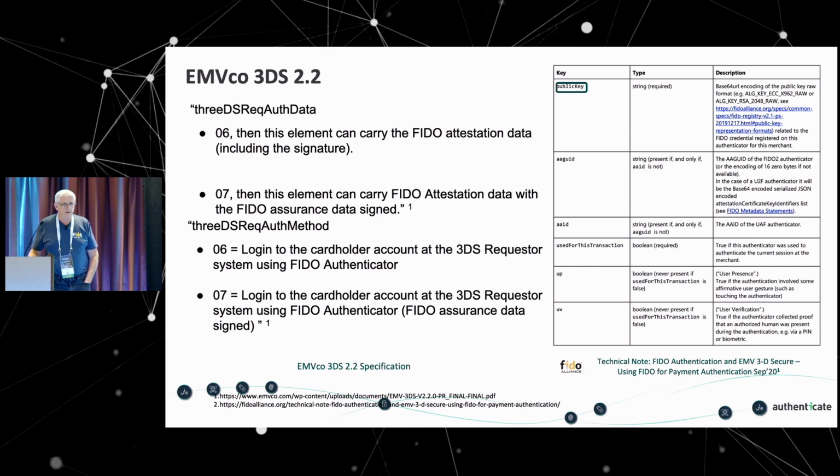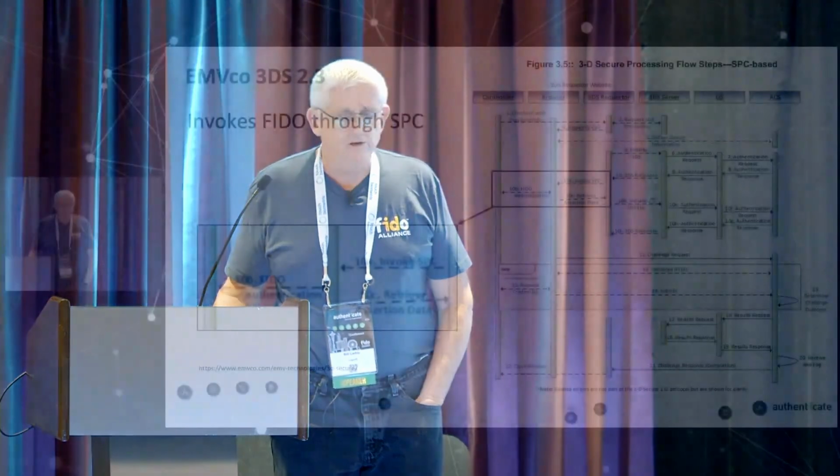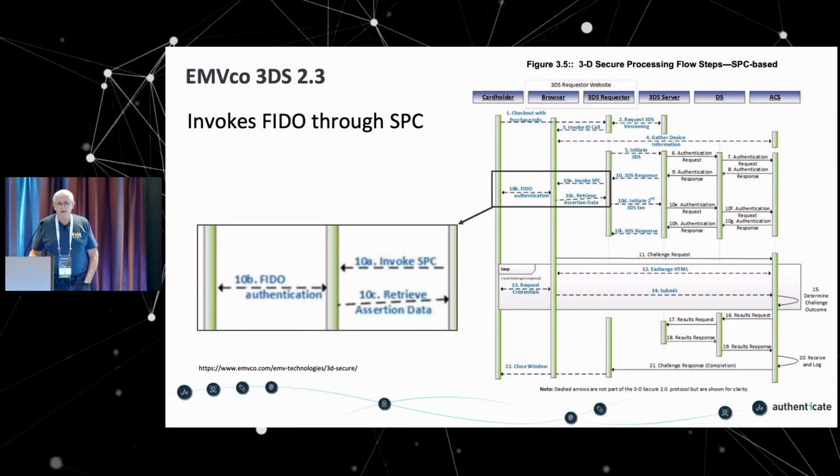Seemed like it was going to be pretty clean. Take the 2.2 spec, add these fields, and we were completely surprised. For whatever reason, the 2.3 spec did not define the fields, the FIDO fields. Instead, they decided to point at the SPC spec coming from the Web Payments Working Group.